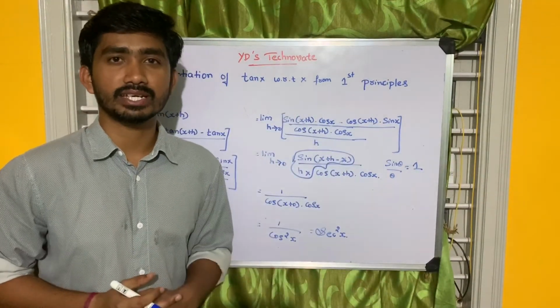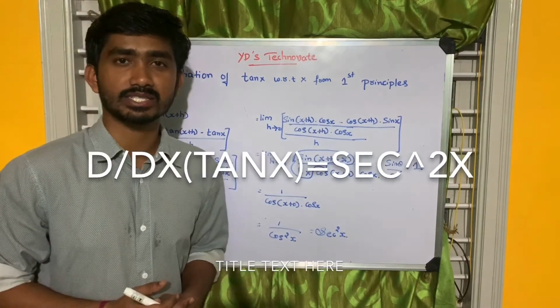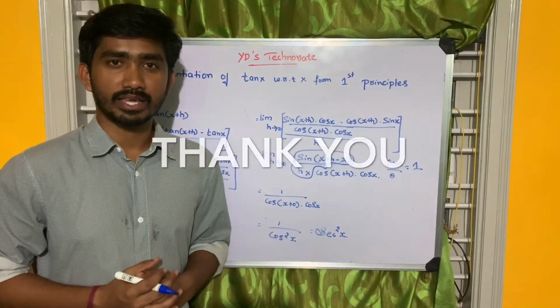Finally, we have come to the conclusion. What is the differentiation of tan x? It is secant square x. I hope you have understood. Thank you. Stay tuned.